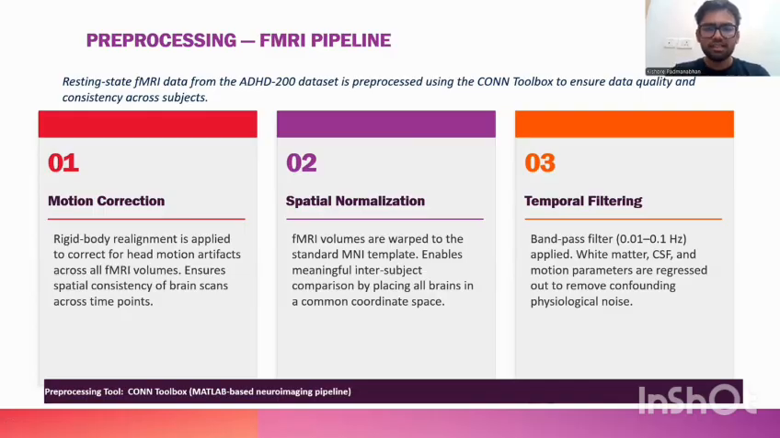Hi. I'll just brief about the methodology and the results of the implementation of our project. We begin with the pre-processing stage using the ADHD-200 resting state fMRI dataset. The raw brain scans are pre-processed using the CCS toolbox. Three main operations are performed: motion correction to remove head movement artifacts, spatial normalization to align all the brain scans to the common MNI template, and the third is temporal filtering to remove unwanted physiological noise. This ensures clean and consistent neuroimaging data.